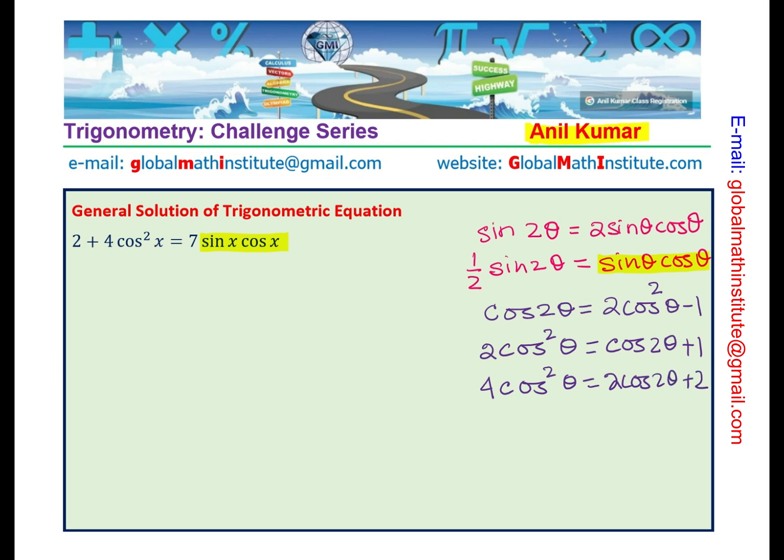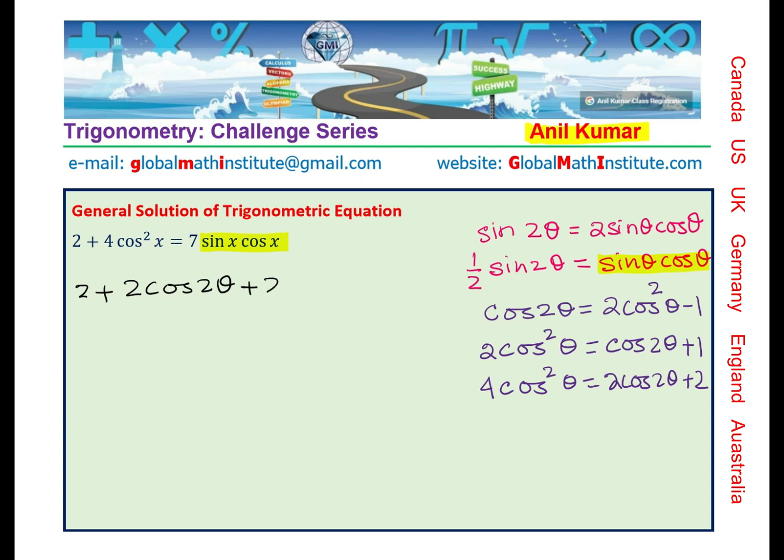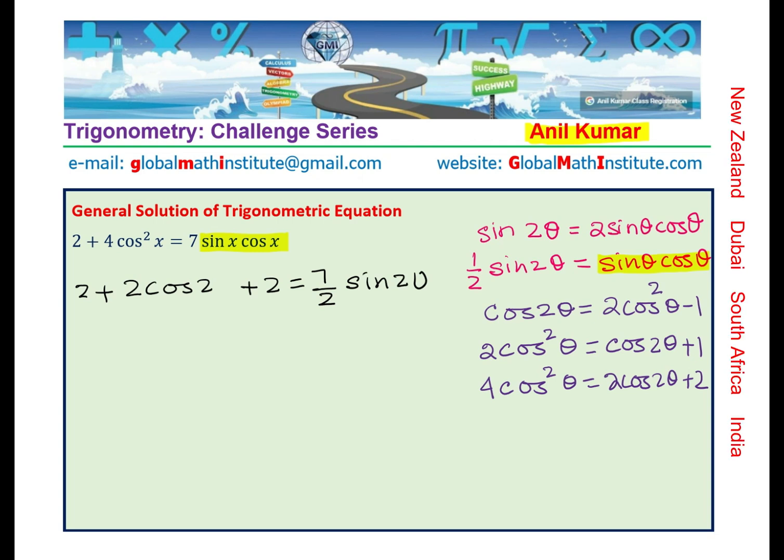Makes sense. So once you do all this, you can rewrite your equation, which is now 2 plus, instead of 4 cos square theta, we'll write 2 cos 2 theta plus 2. And here we have 7 times half, so I'm writing 7 over 2 sine 2 theta. Sine 2x, right? It's all x, not theta. Perfect, so we have an equation.